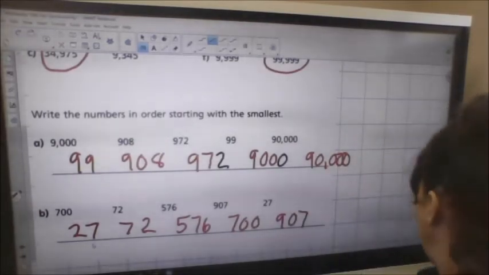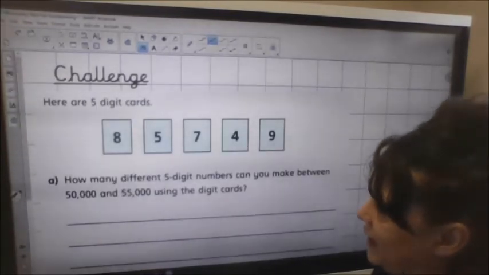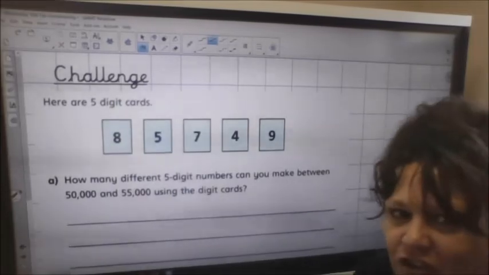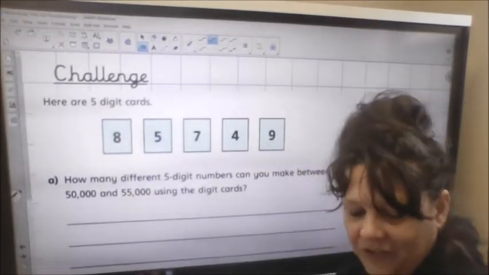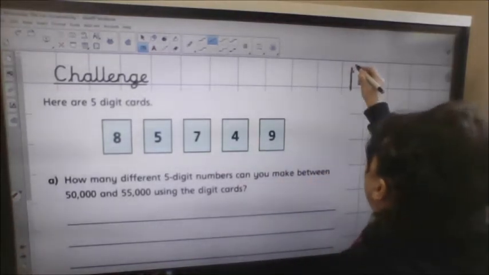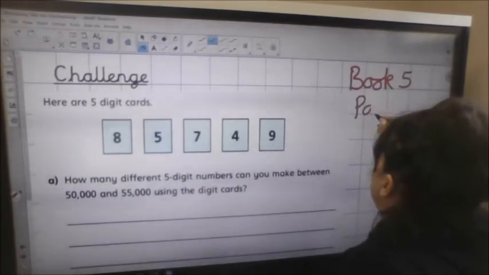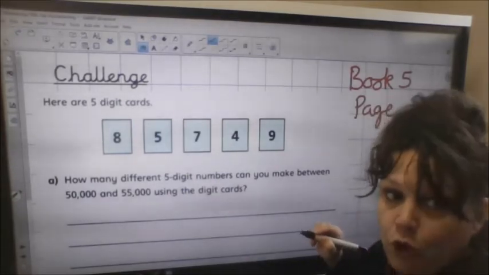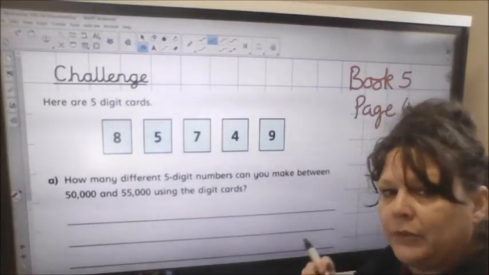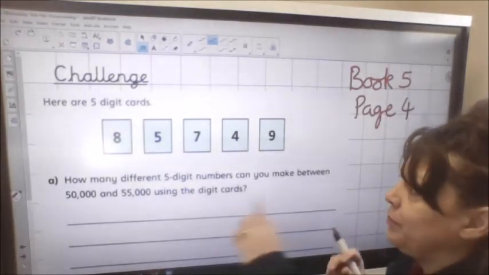Okay, so hopefully you are now becoming fantastic at your 5-digit ordering and reading and being able to put numbers into place. So this is what you're going to do before the challenge. You are going to go into your book 5 and do page 4 today. It's all about place value, all about the things that we've been doing today. Once you've had a little go at that, you'll be able to go on to the challenge.